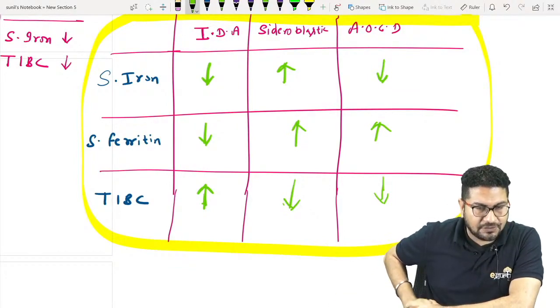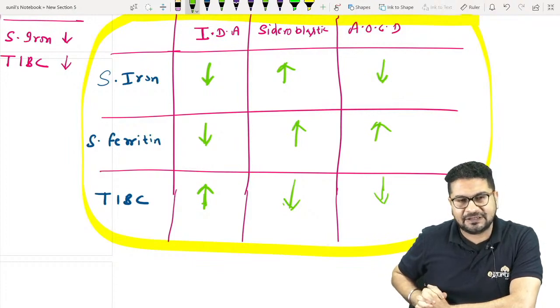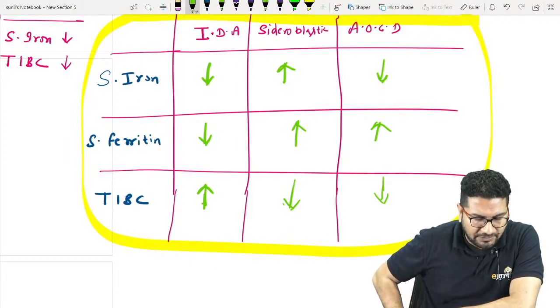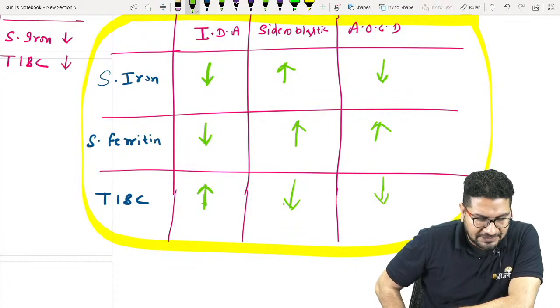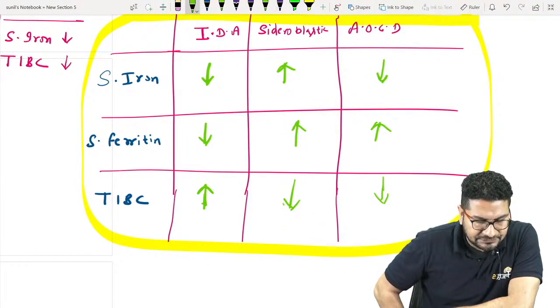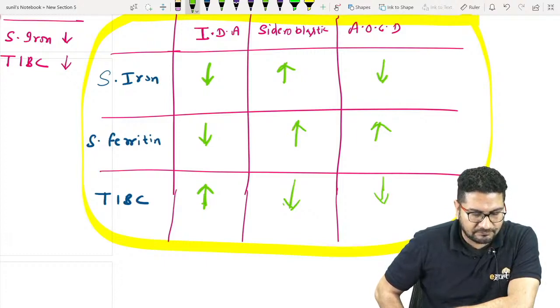So this is the first section of microcytic anemia that we have discussed. If you have any doubt, let me know. Any doubt to anyone? Nitin, Karthik, Kittu, Cheljin? Any doubt to anyone?